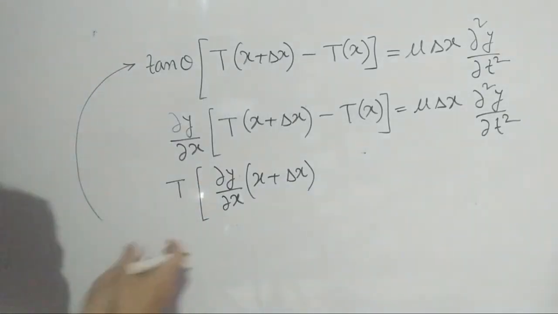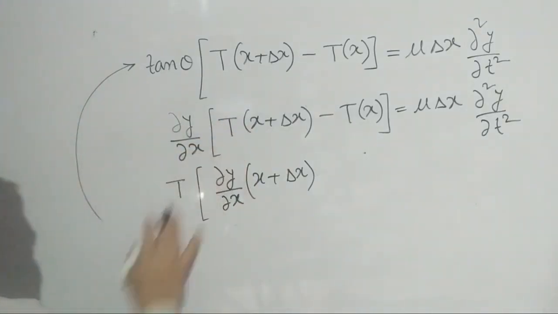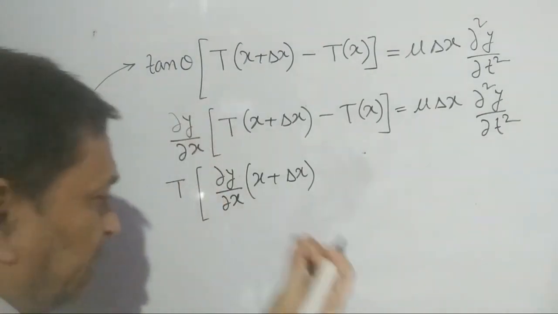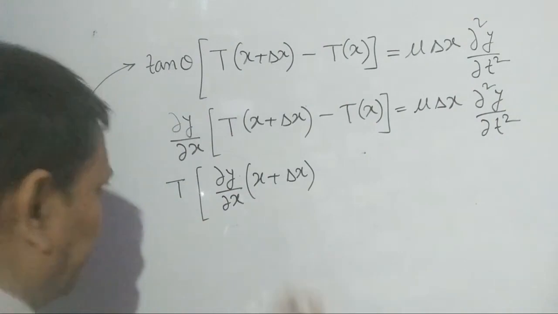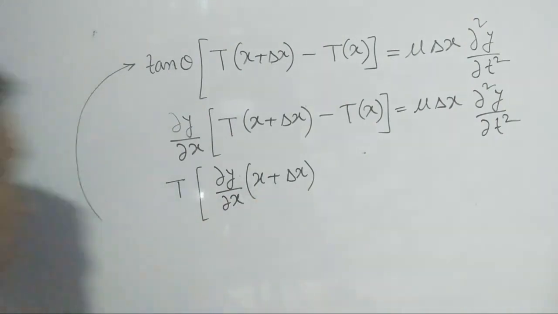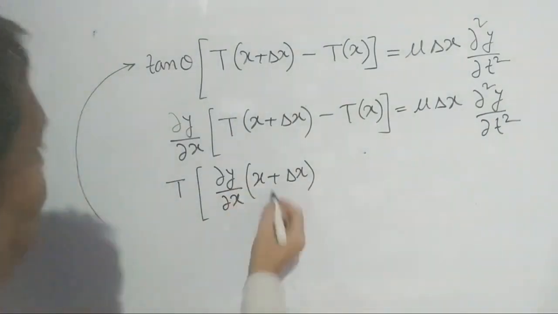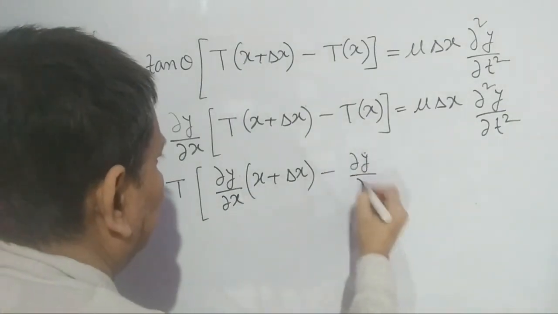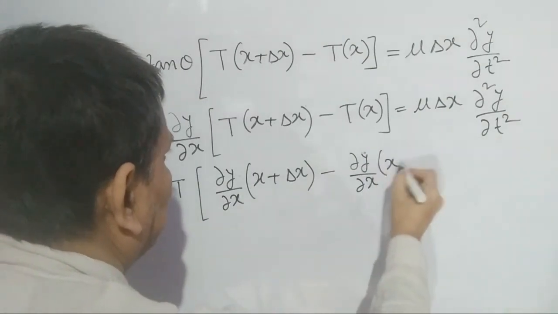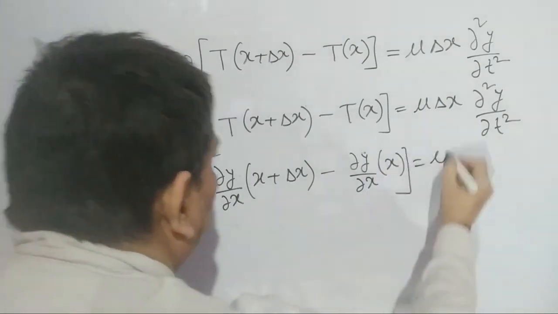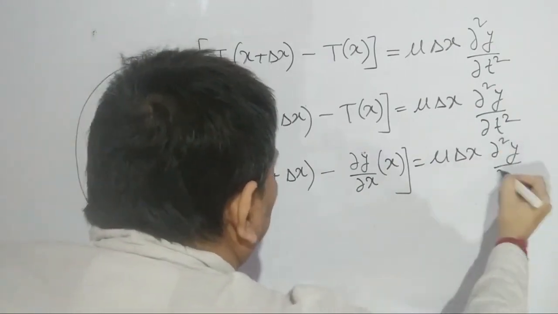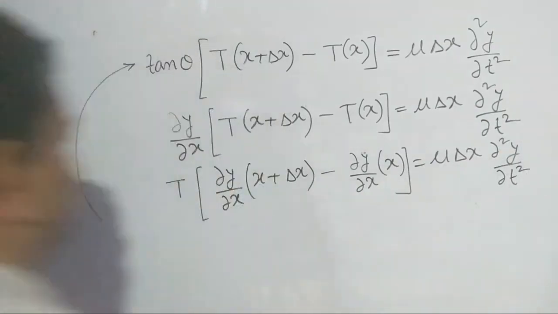So if this is the case, we can take T outside. The tension is constant, but the slope is changing. Del y by del x is changing. So that's why the tension variation can be seen. Okay, so we are considering tension as a constant. So del y by del x at x plus del x minus del y by del x at a distance x is equal to mu delta x del square y by del t square.